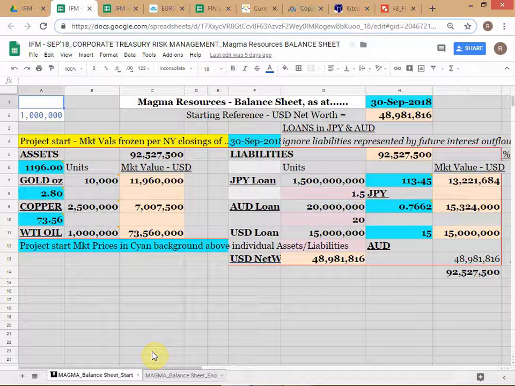CFDs are contracts for difference, and on the platform that you are using to trade crude oil, copper, etc. in your project, you are actually going to be trading in CFDs. That's the instrument you're using because this is a retail platform. But it's exactly the same as futures. There's daily mark-to-market settlement of profit and loss every day. It's just that there is a financing charge involved.